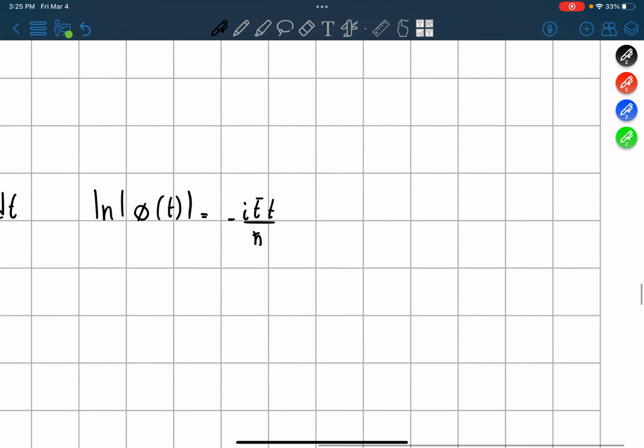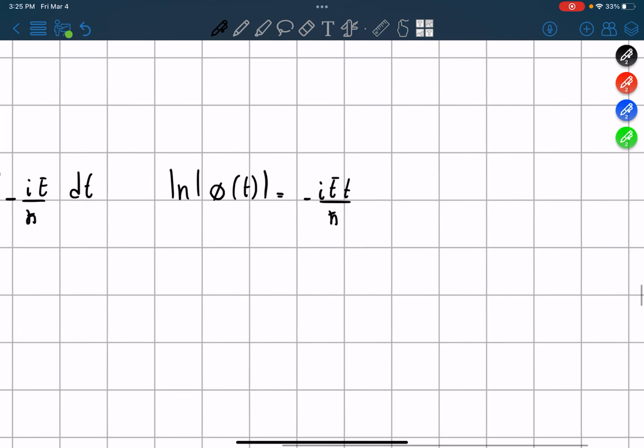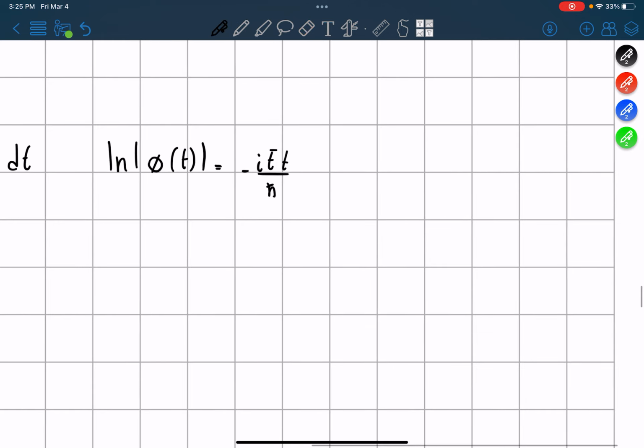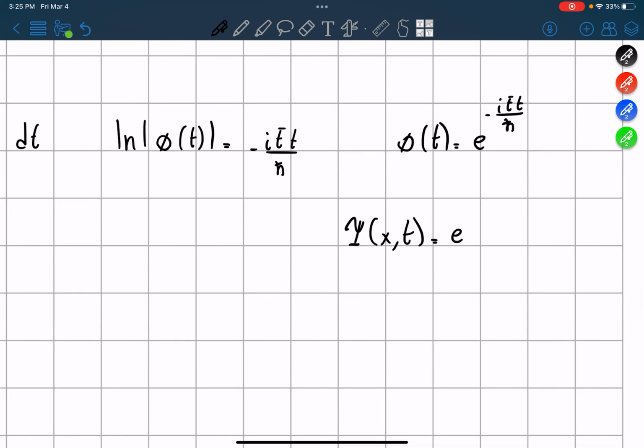So, we can put everything to the power of e. Here we get a c, but we don't care about the constant. We get a constant of integration right now, so we just avoid it. And so we get phi t is equal to e to the power of negative iEt over h bar. So we find what our psi t is. So now our capital psi, which was in terms of x and t, is equal to e to the power of negative iEt over h bar.